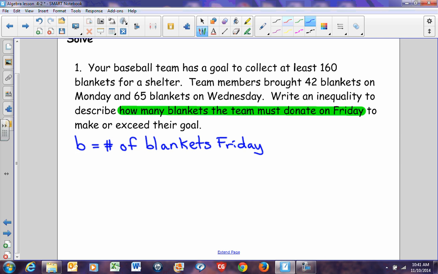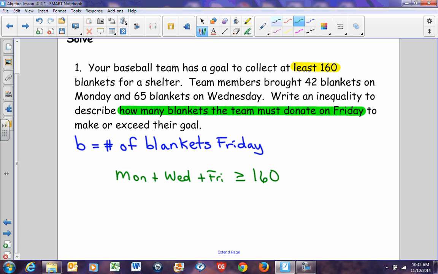now we know that according to this inequality, they wanted a goal of at least 160, which means 160 blankets or more. If they get more than 160, that's a good thing. So we know that the blankets they brought in Monday, plus the blankets they brought in Wednesday, plus the blankets they bring in Friday, has to be at least equal to or more than 160. So I can really write that as a little phrase here. I can say Monday plus Wednesday plus Friday has got to be greater than or equal to 160.